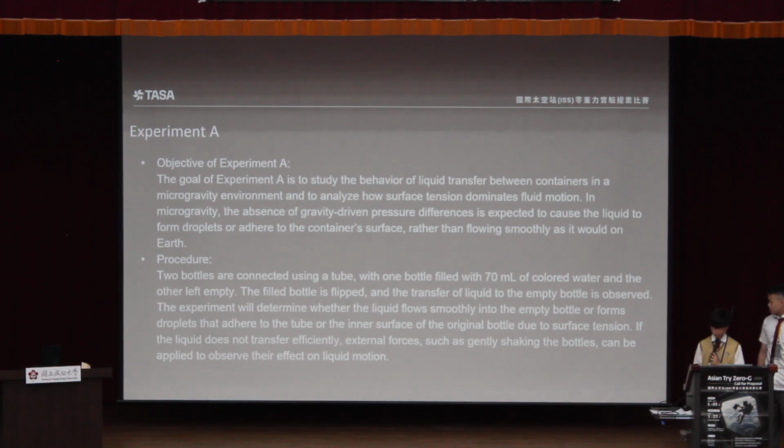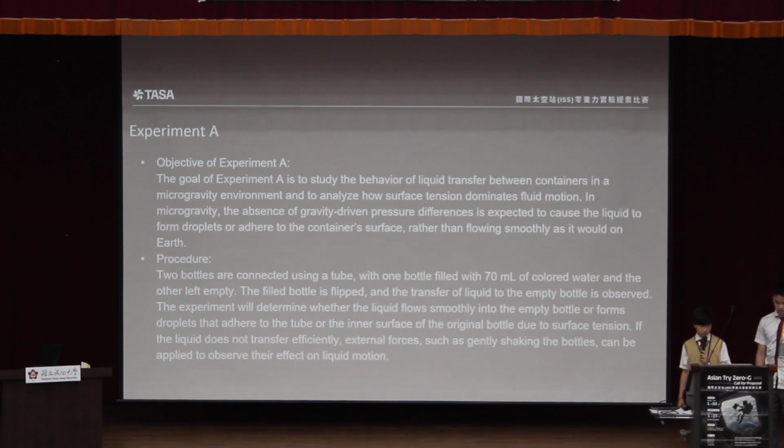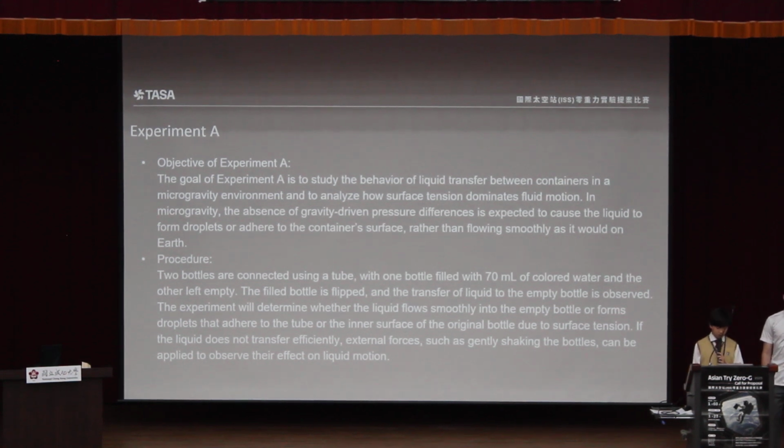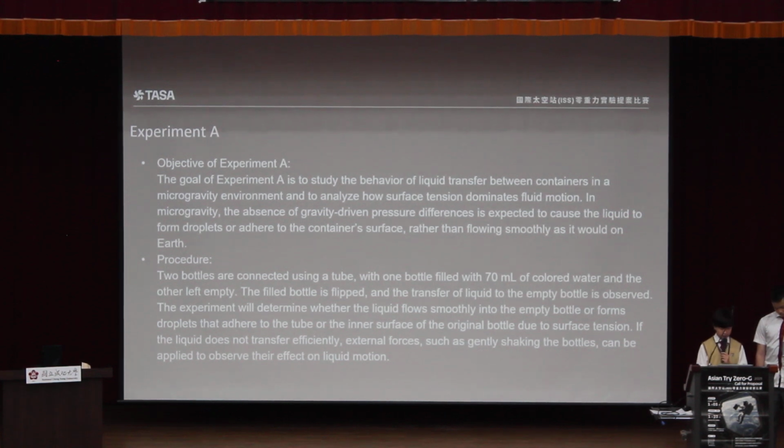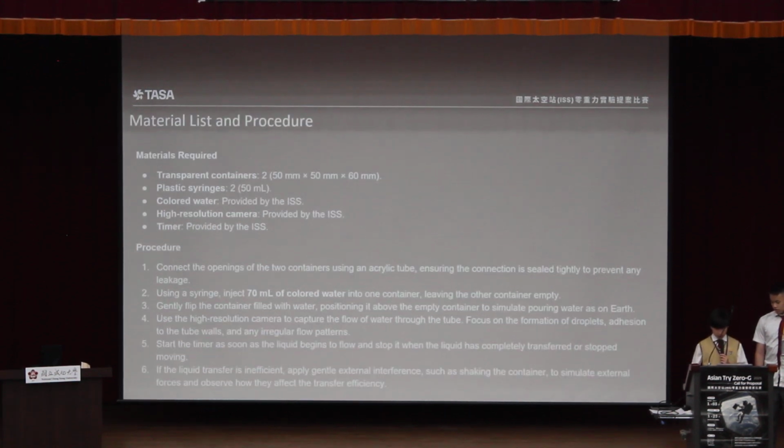For this experiment, we will connect two transparent containers using a tube and inject 70 mL of colored water into one container and flip it to simulate pouring. Using a high resolution camera, we can observe how the liquid flows from one container to the other. And this is our experimental list and procedure, which we will not be diving into today.